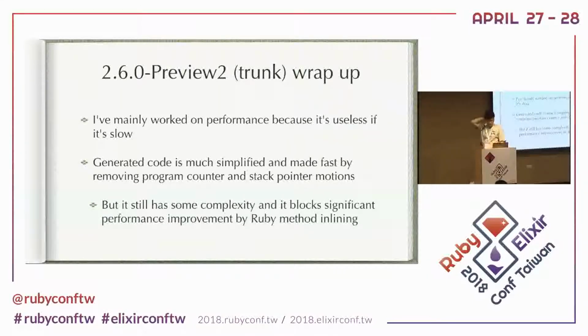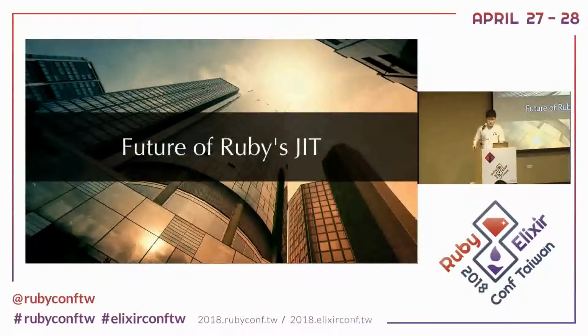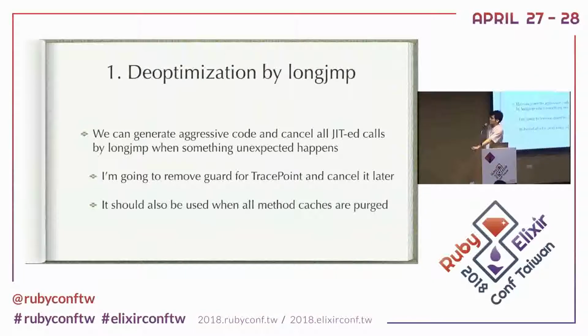Then, we need to do many things to achieve the goal, actually. So I want to tell you some features of the Ruby JIT. The one thing is using the wrong jump to generate aggressive code. If we use wrong jump, we can erase the stack frames. So we can generate very aggressive, speculative code to be executed only when some assumption is correct.